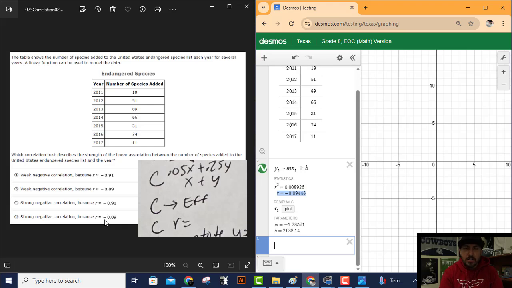If it is strong, you're going to be at like 75 or greater. But this is only a 0.09. It's only 9 pennies. You want to be at like 75 pennies, 75 cents. This is only at 9 cents. This is very weak. This can be a weak negative correlation.